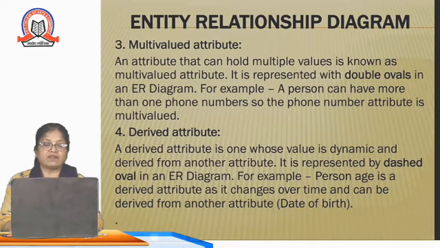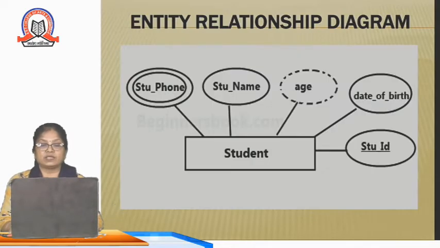Next is the derived attribute. A derived attribute is one whose value is dynamic and derived from another attribute. It is represented by dashed oval in an ER diagram. For example, person age is a derived attribute as it changes over time and can be derived from another attribute, that is the date of birth.